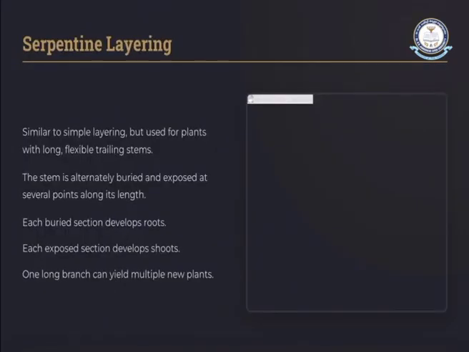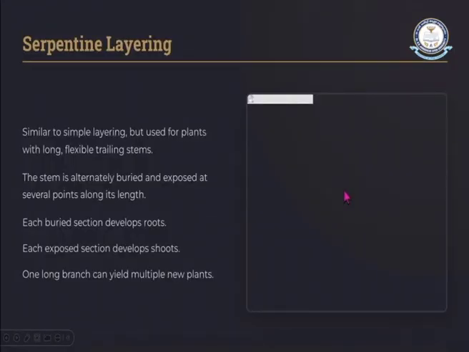Then we have serpentine layering. This is similar to simple layering, but it is used for plants with long and flexible trailing stems. This stem is alternately buried and exposed at several points along its length. What happens is, the buried section will develop roots, and the exposed section will develop shoots.